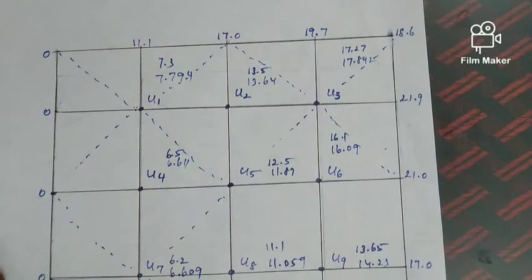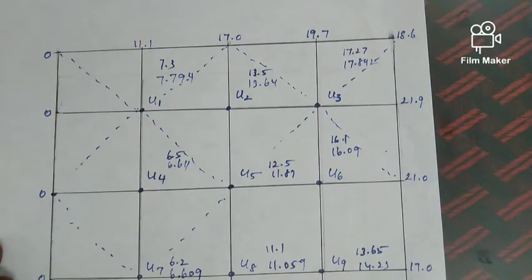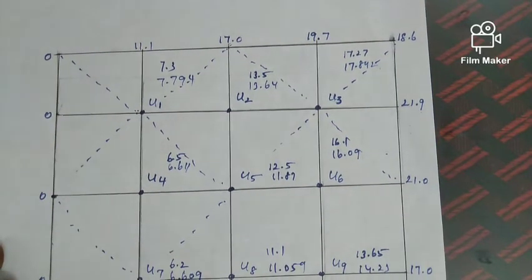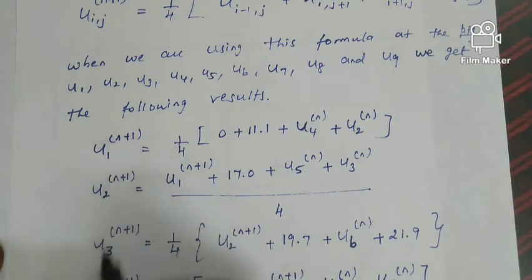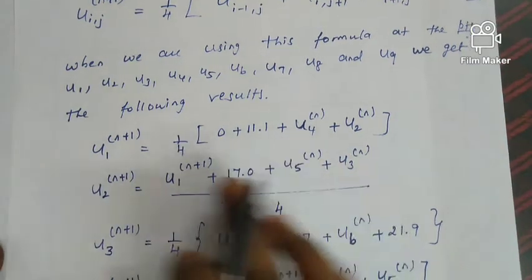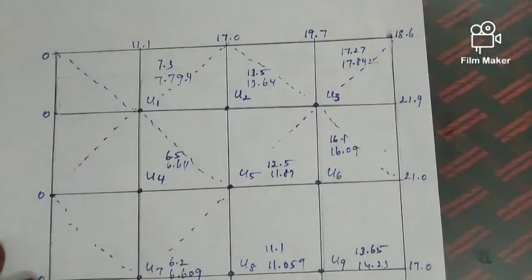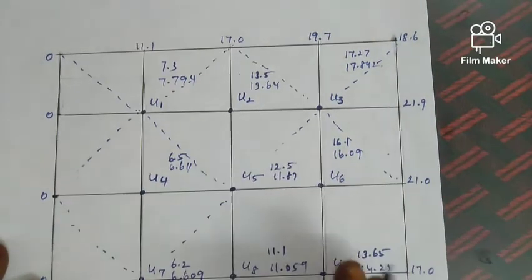Likewise, put n is equal to 1 in the Liebmann's result. Put n is equal to 1. Okay, so what will happen when we are substituting n is equal to 1 in this one? We can get the second iteration, u1 of 2, u2 of 2, u3 of 2. Just you write like that. After that, with the diagram, you can substitute the values directly and do the problem.